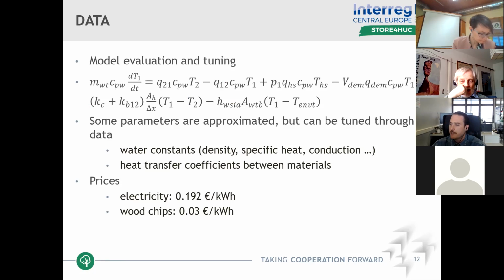The prices used here are for electricity and wood chips. As seen, wood chips are much cheaper. I don't know if I took the correct prices. For electricity, it is the same as in the Autarky tool, but for wood chips, I'm not sure. If you could tell me, it would be great.